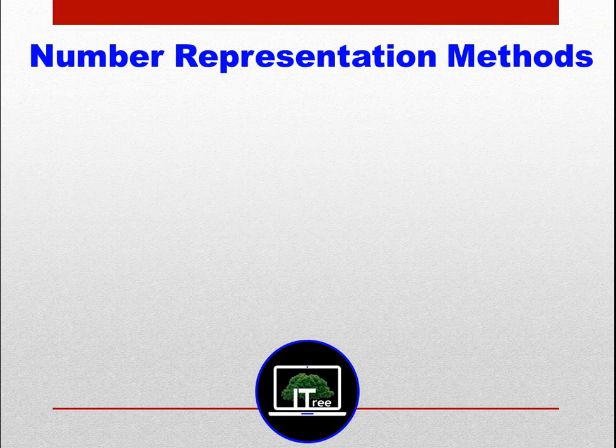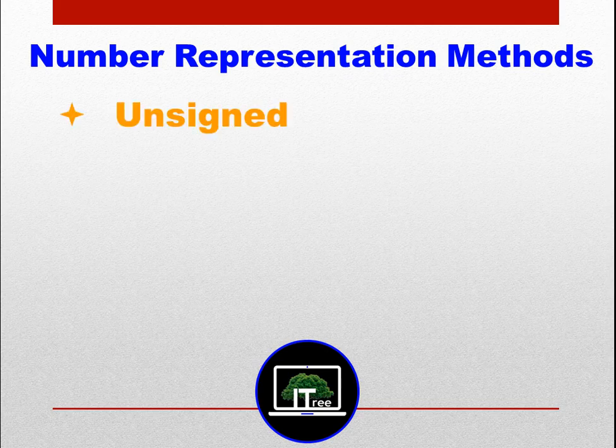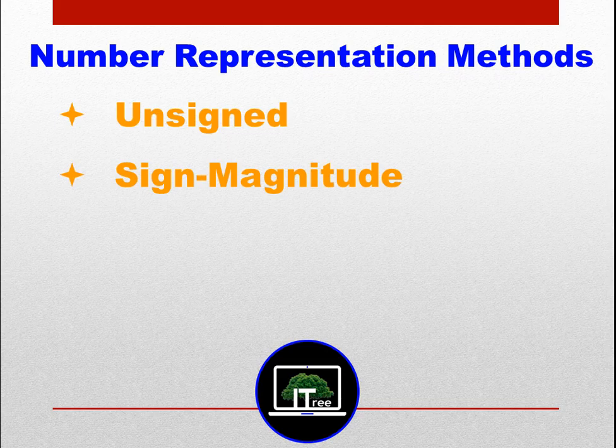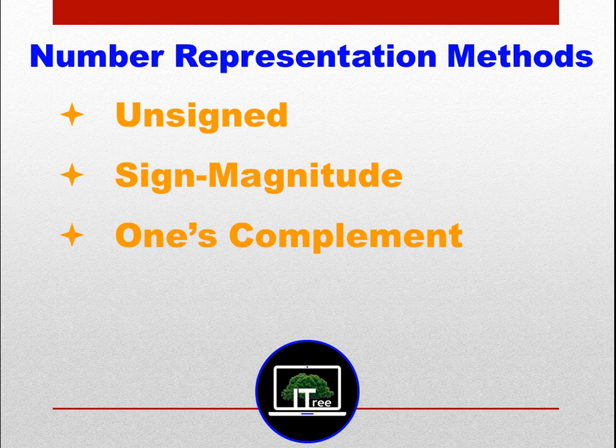What are the methods used to represent numbers? There are several methods used to represent numbers. The first method is the unsigned number method. The second one is the sign magnitude representation of numbers. The next one we call the one's complement method. The next one we call the two's complement method.